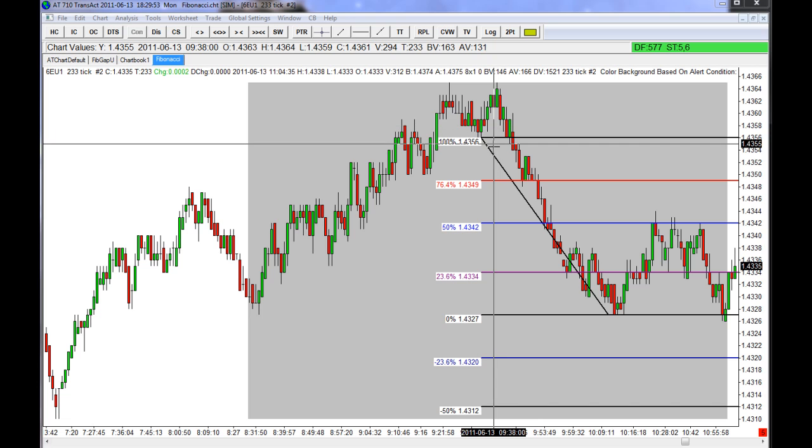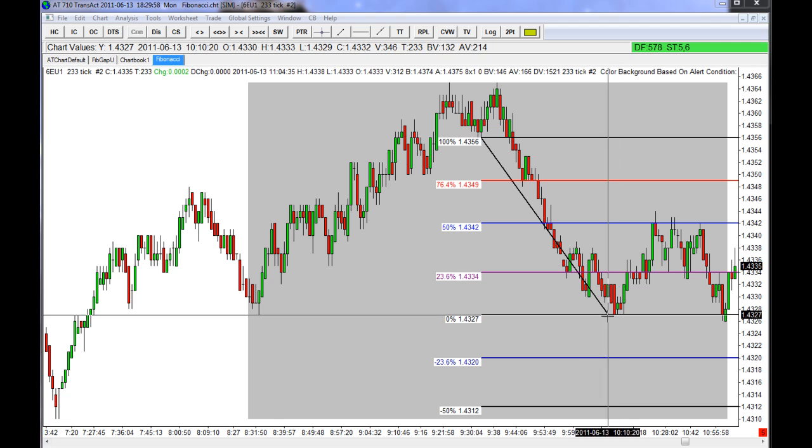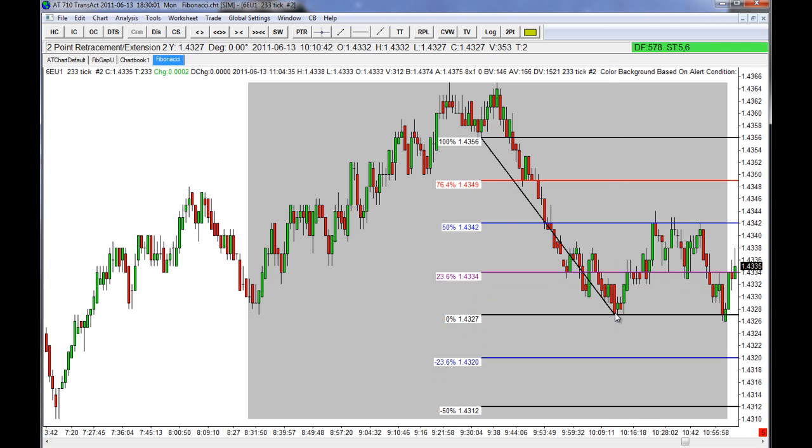So it would have given a total of 3 trades on the 6E, for a 20 tick profit, 20 tick total gain right here.